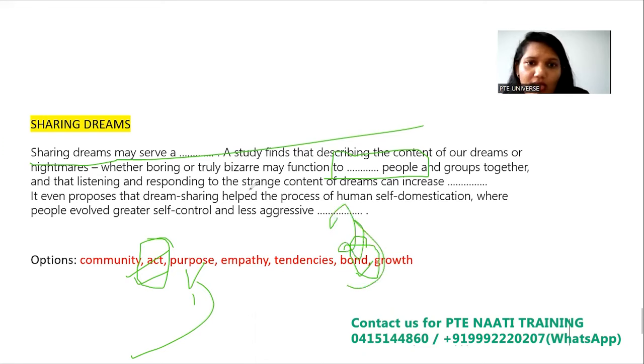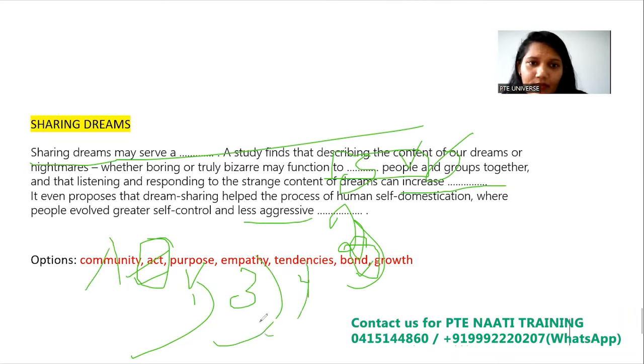And that listening and responding to the strange content of dreams can increase. Subject is there, verb is there, you need an object. So what can they increase? Community or empathy. Empathy means when you show sympathy, emotions for others. So that's the correct answer, empathy. It even proposes that dream sharing helps the process of human self-domestication, where people evolve greater self-control and less aggressive. Less aggressive what? It's a collocation again. It cannot be community, it will be a tendency. Make sense?